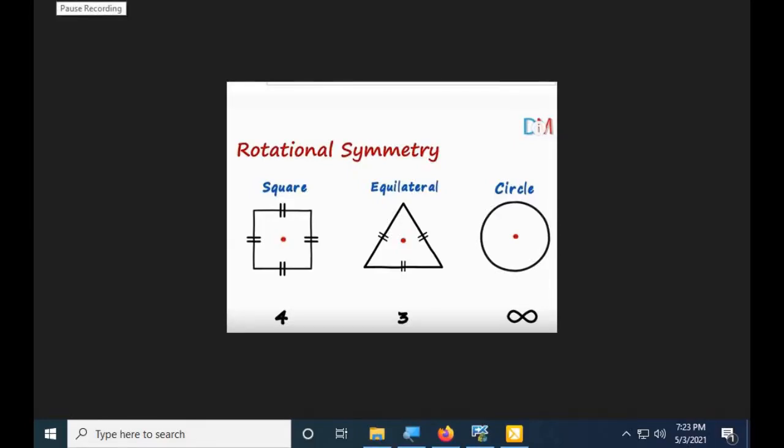Today I want to talk about rotational symmetry and how this square, triangle, and circle can help you to become a better trader and make a lot more money in crypto. So stay tuned.